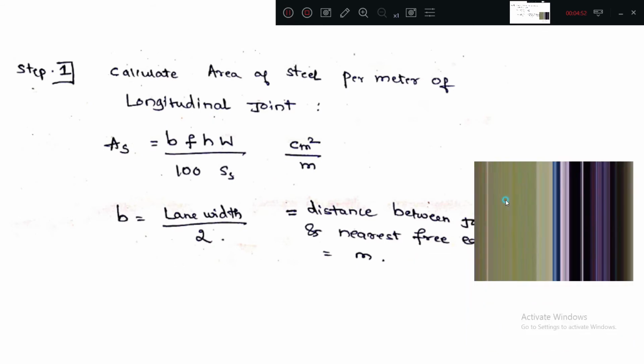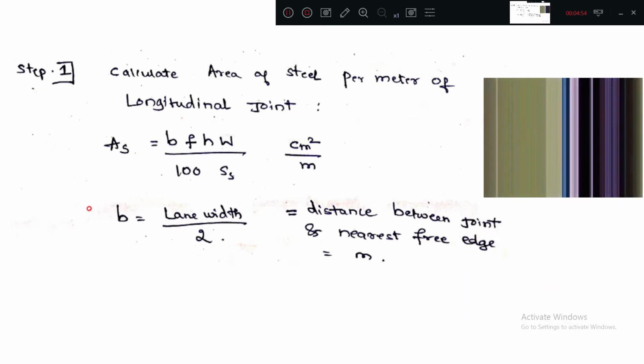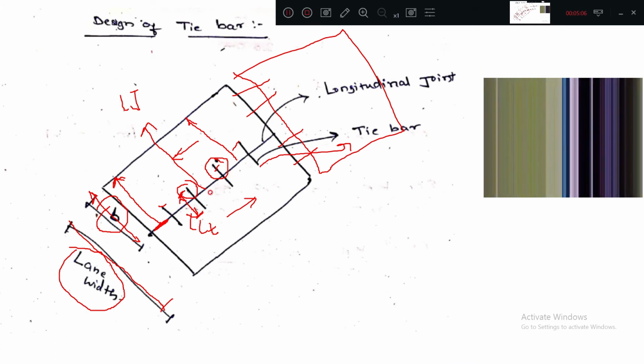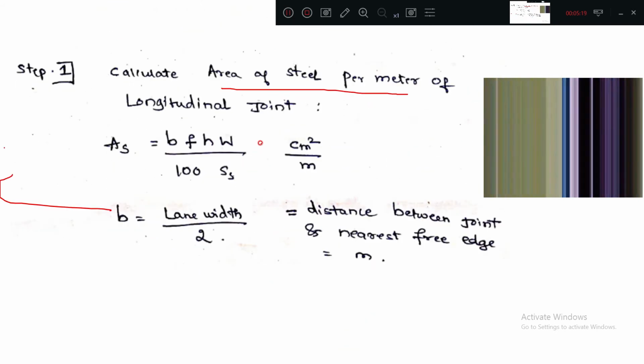Next, in this step, generally you are going to calculate the area of steel per meter of longitudinal joint. If you see this diagram, area of steel per length means, in this direction, for every 1 meter, how much steel is given. That calculation of area of steel per meter of longitudinal joint is given by the direct formula.